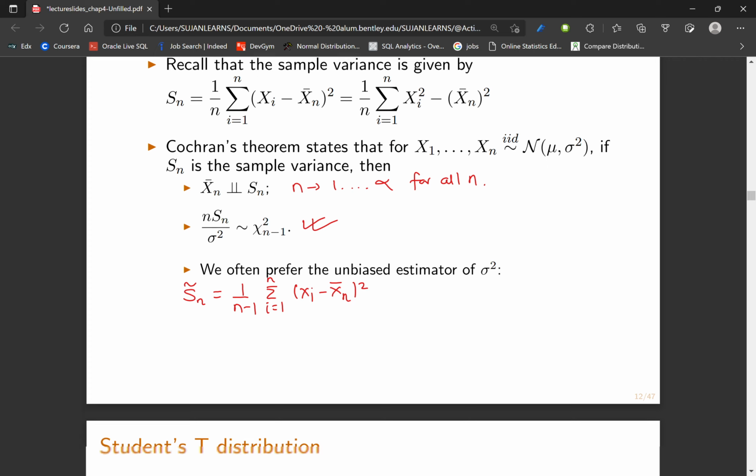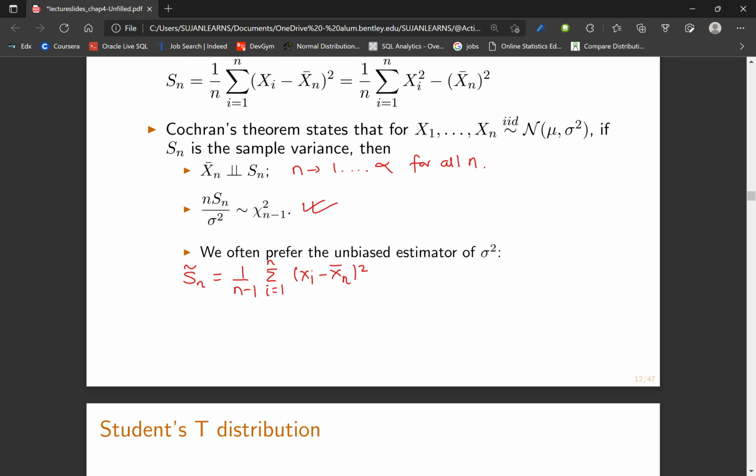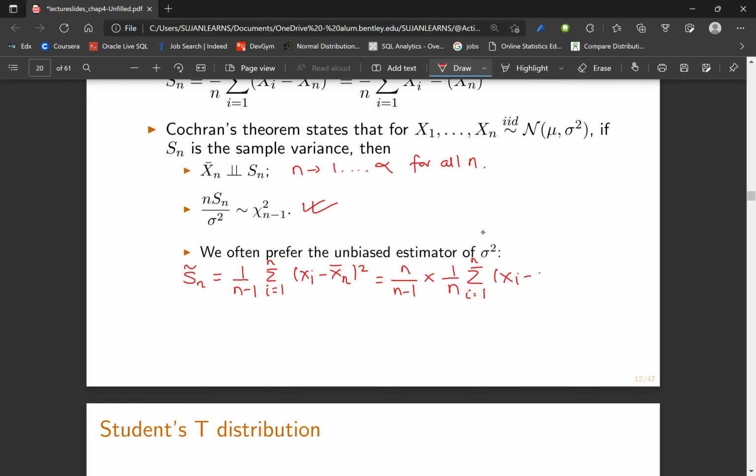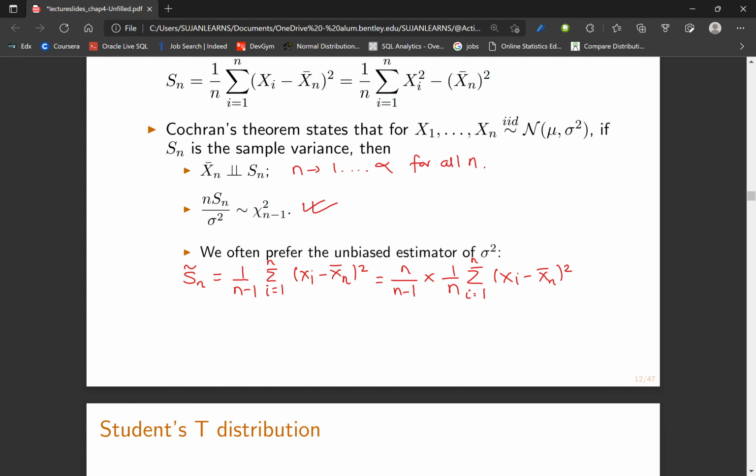Now, the next step is to try to recreate Sn here by adding n in the numerator, and the denominator will be n minus 1 times 1 over n, the sum from i equals 1 to n of (xi minus xn bar) square. From the expression above, we know that n minus 1 times Sn tilde equals n times Sn. We know this. There's no problem in this.